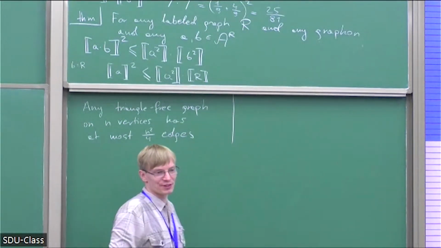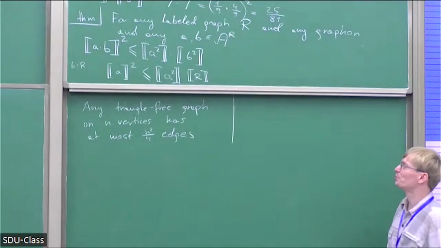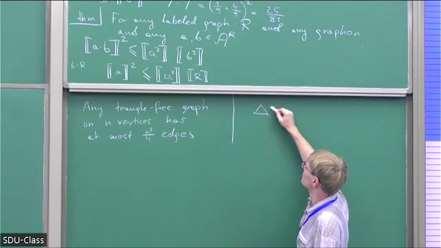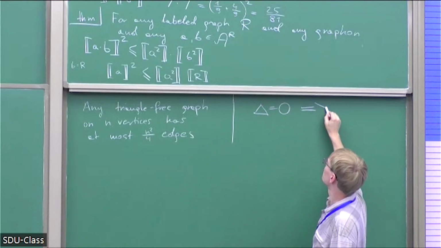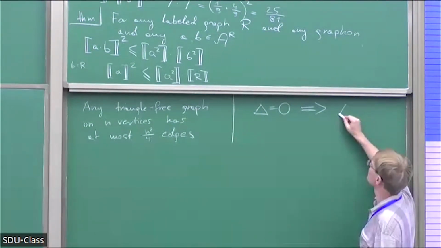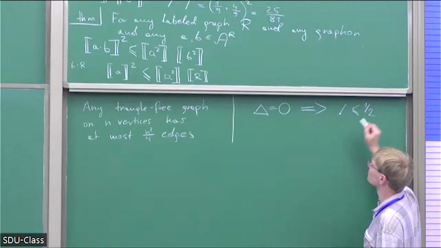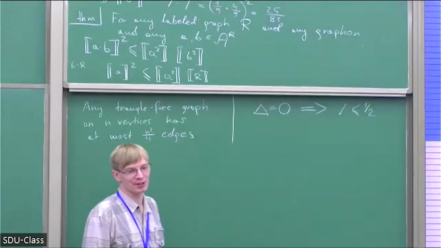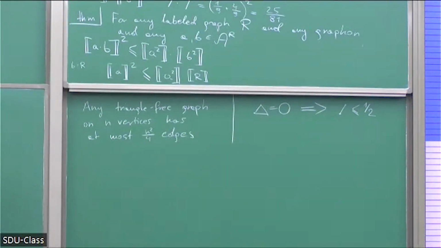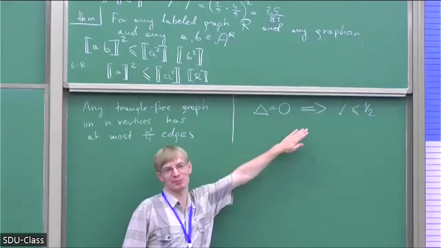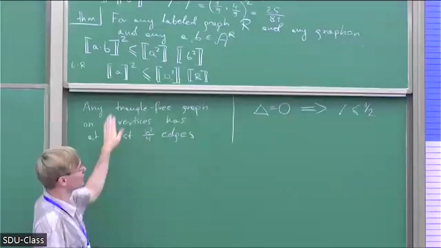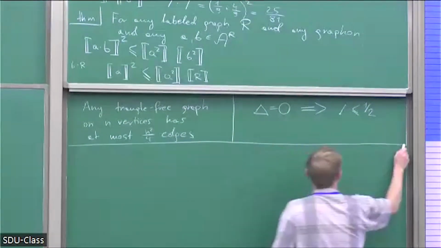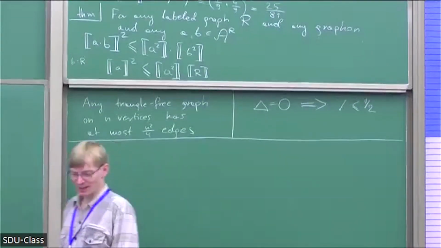An equivalent for graphons would be: I'm assuming that my triangle density is 0, and I would like to obtain that my edge density is at most half. So this is what we will be trying to prove first, and then use the theorem for graphons to obtain the theorem for graphs.